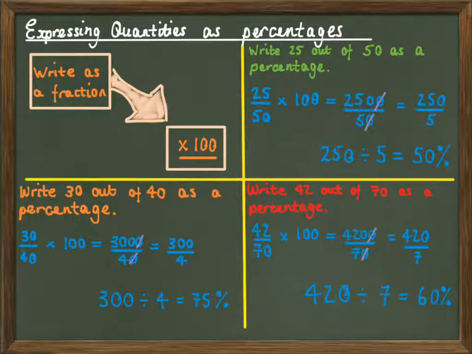So when you want to express quantities or put two numbers into a percentage, one out of the other, then all you need to remember really is fraction first of all, times it by 100, and once you get to that stage, it's just a case of following through the steps.